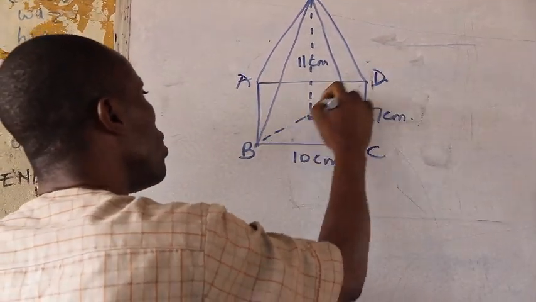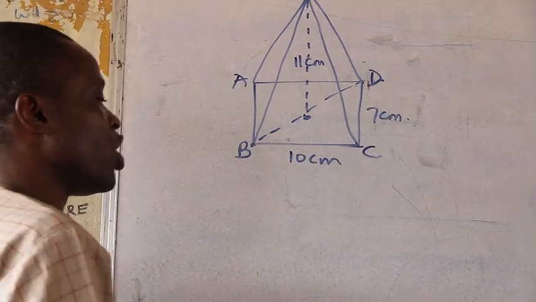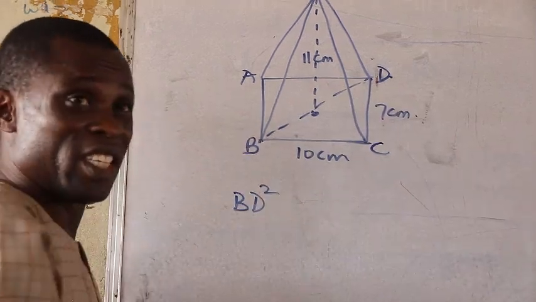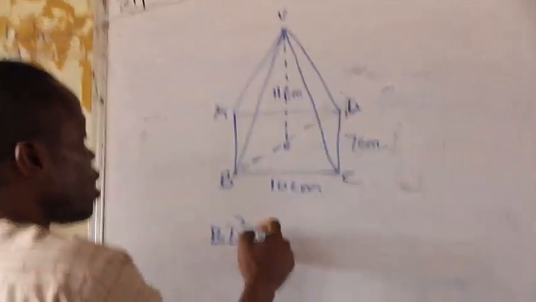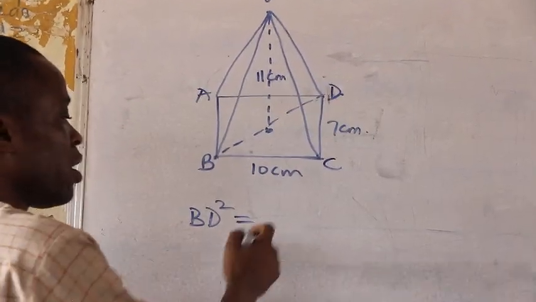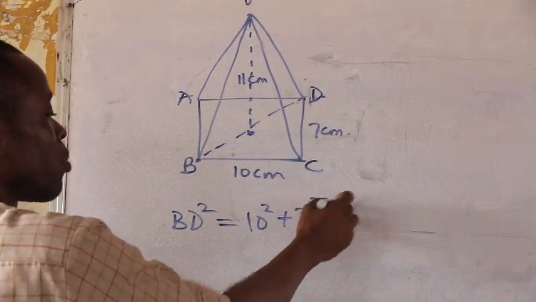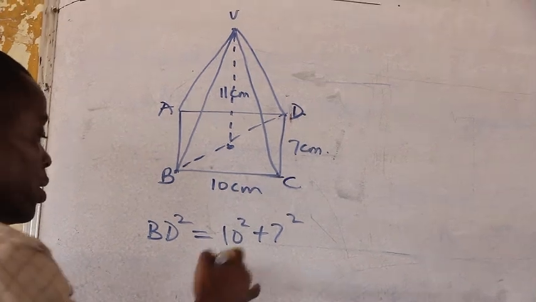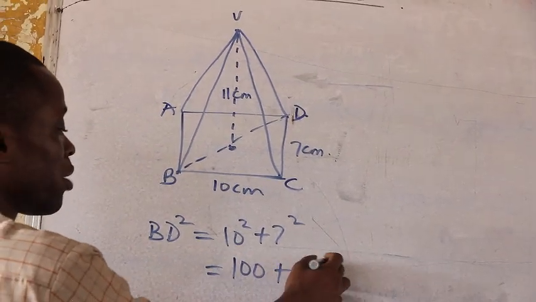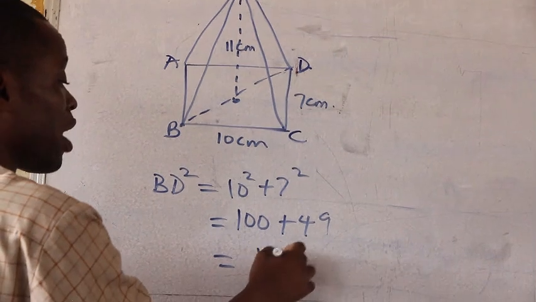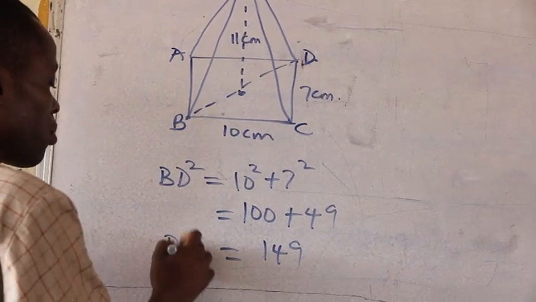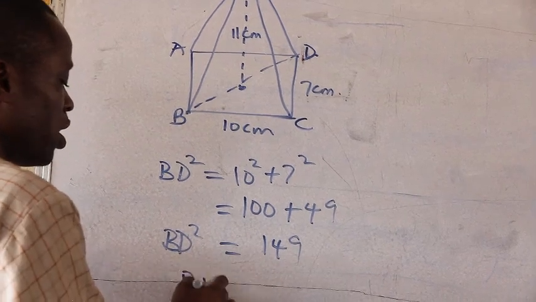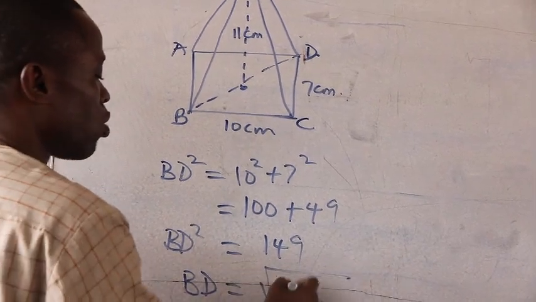Then you draw the diagonal. You get diagonal BD. BD square is equal to, because BD is the longest side, 10 square plus 7 square. 10 square is not 20, but 100. 100 plus 49 gives 149. BD is now equal to the square root of 149.